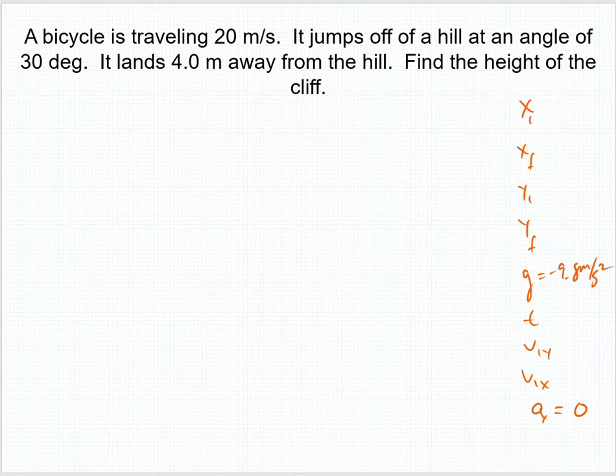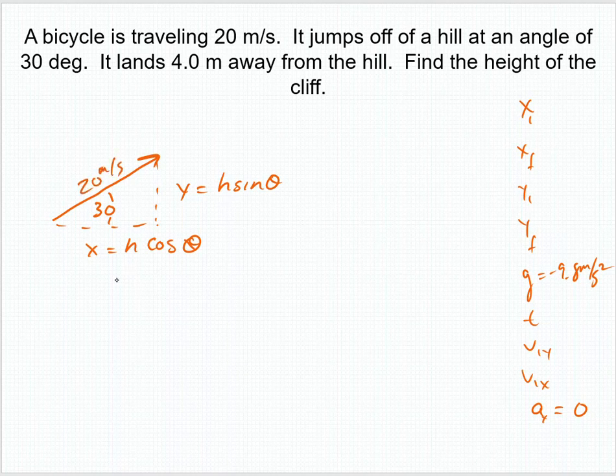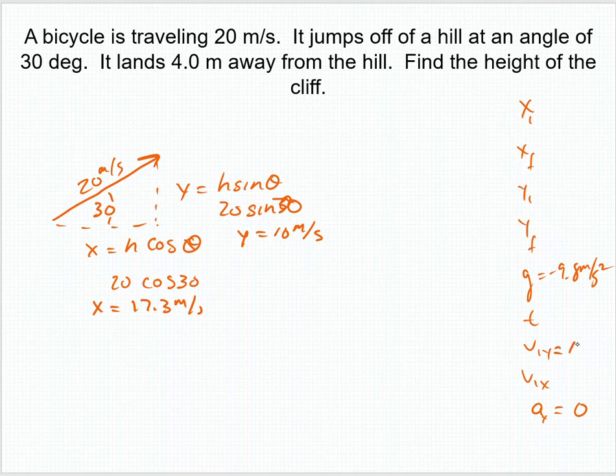In this problem, the bicycle is traveling 20 meters per second, and I know that it's at an angle of 30 degrees. So I'm going to first of all break this up into its x and y components. x equals h cosine theta, and y equals h sine theta. The hypotenuse, it was traveling 20 meters per second, so it's 20 cosine 30, 20 sine 30. So what I've done here is I found my x velocity and my y velocity. So I can go down here and say velocity initial in the y direction was 10 meters per second, and this right here, the x direction, is 17.3 meters per second.